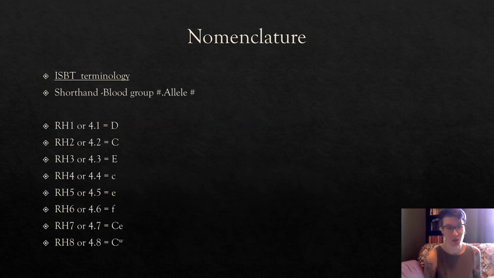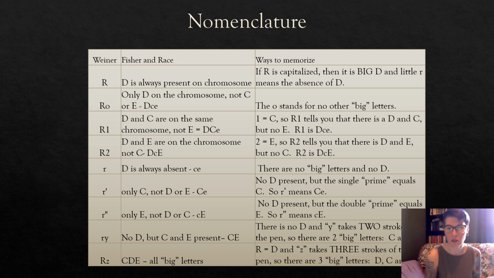So ISBT terminology also has shorthand to make things even more complicated. So for the D antigen, you could also call it RH1 or 4.1, and so on. This would be a good system to use in a computer system to keep everything organized. But again, most people aren't going to be speaking this out loud. And here's another little cheat sheet for you to read through until you can really nail down this nomenclature. So you can just read over this slide, make sure everything makes sense.